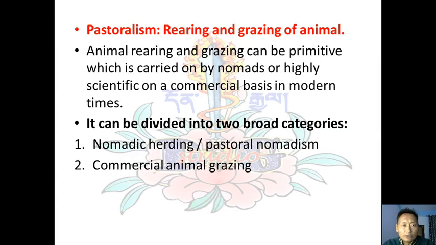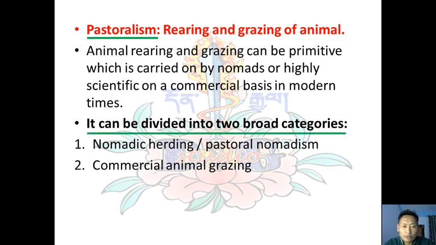We already studied the first type of primary activity, hunting and gathering. The next topic we are going to learn is pastoralism. What is meant by pastoralism? Pastoralism means rearing and grazing of animals. Rearing and grazing of animals can be primitive, carried on by nomads, or it can be highly scientific and on a commercial basis. These are the two types of pastoralism we are going to discuss in this chapter. Pastoralism is further divided into two: nomadic herding or pastoral nomadism, and commercial animal grazing.